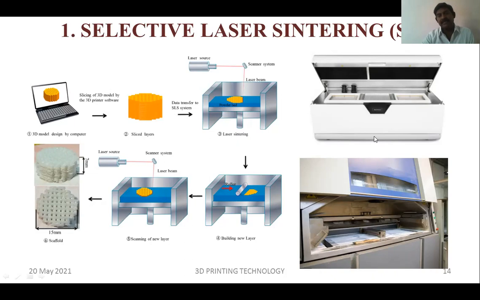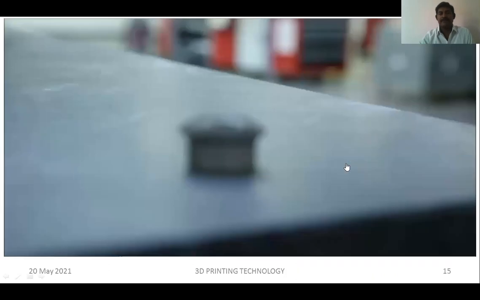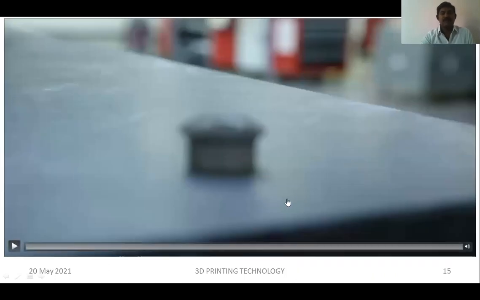And the right side figure shows the real selective laser sintering machine or printer. And now we see the selective laser sintering video. Then only we can easily understand what it is.